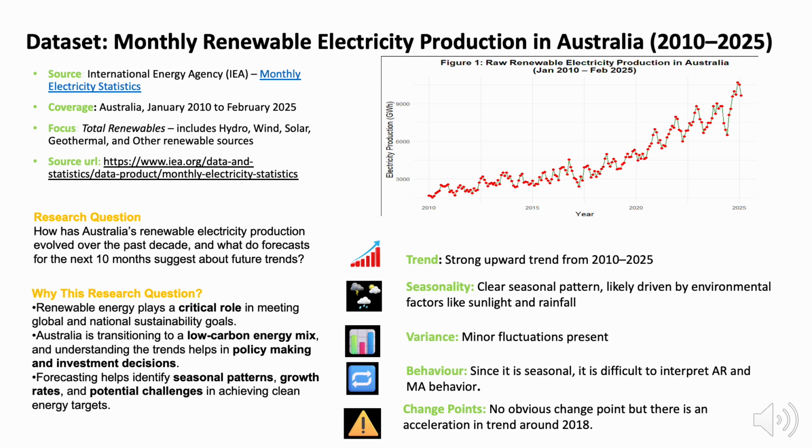The data spans from January 2010 to February 2025 and includes all major renewable sources like solar, wind, hydro, geothermal, and others, measured in gigawatt hours. Our research question is, how has renewable electricity production evolved over the last 15 years and what can we expect in the next 10 months?